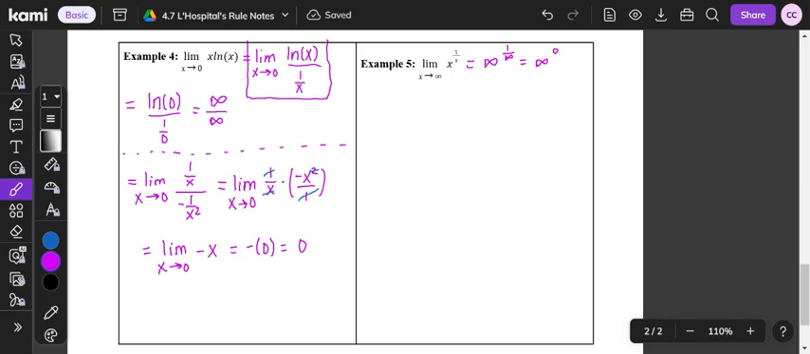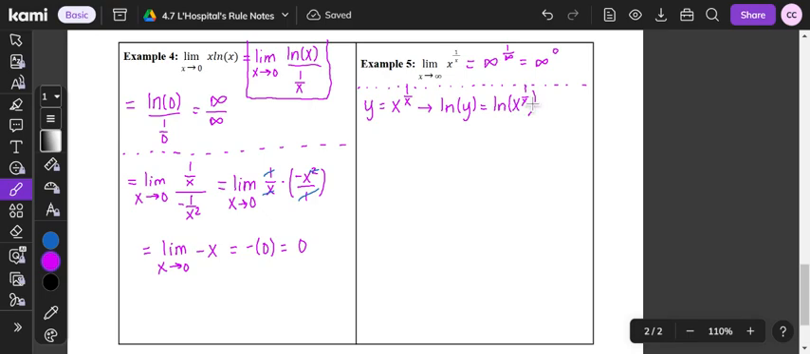All right, now, this one's weird. I'm going to do some fancy footwork here. This is just to show you that L'Hopital's rule can be used in a lot of different ways. So the first thing I'm actually going to do is let y equal x to the 1 over x. And why would I do this? Because then I can take the natural log of both sides, just like this.